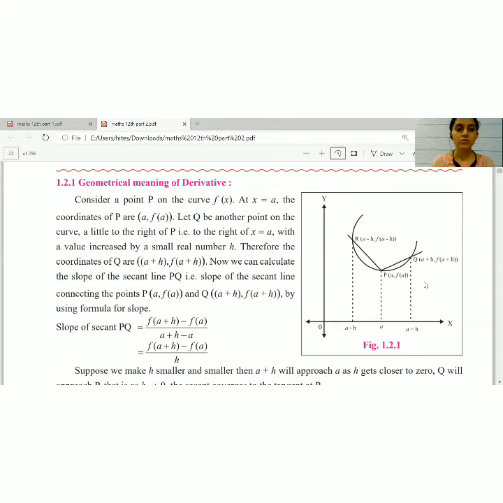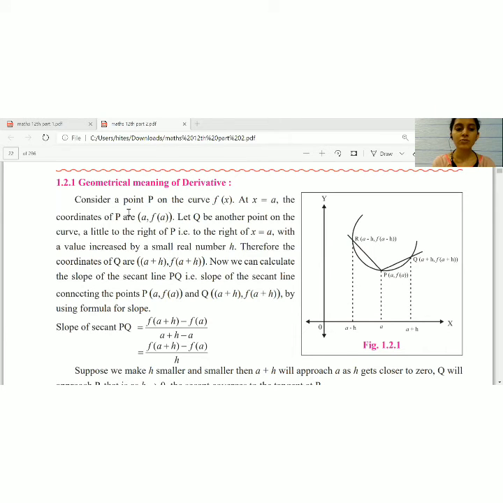Okay, so here we are going to do the geometrical meaning of derivatives. What we can observe here is that there is a curve f of x. On the right hand side, there's a diagram. Now at x equal to a, where is x equal to a? On the x-axis over here. What will be the coordinates of point P? It will be a comma f of a, because the curve name is f of x. So we say a comma f of a.